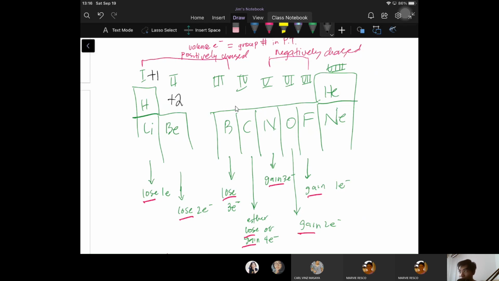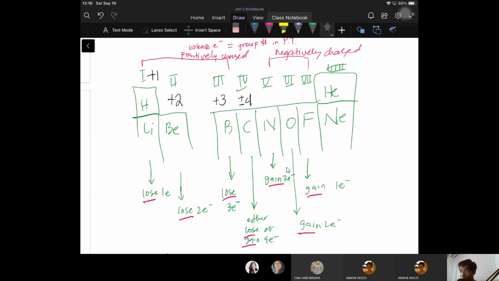Okay. So ito, group 3. Yung group 3, since they lost 3 electrons, their charge could be positive 3, no? May positive 3. Sa group 4, paano kaya to? They can either lose or gain 4 electrons, no? So pwede yung plus minus 4. Pwedeng plus if they will lose, pwedeng minus 4 if they will gain. Depende sa trip nila, no?